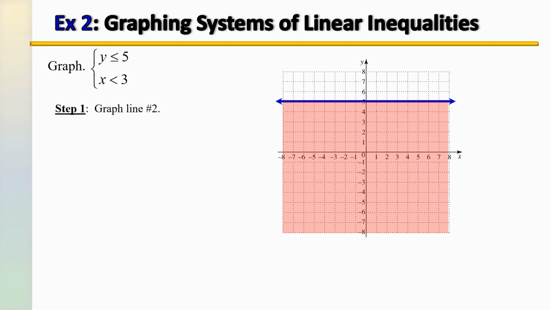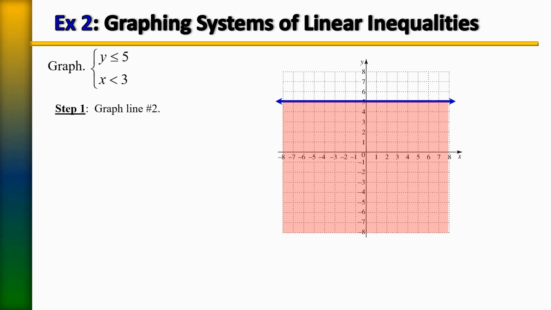Okay, so line 2, a vertical line passing through the x-axis at 3. That's going to be a dashed line. Let's go ahead and sketch that. And now that we have our vertical line, we need to decide, are we going to shade to the left of our vertical line or to the right of our vertical line?